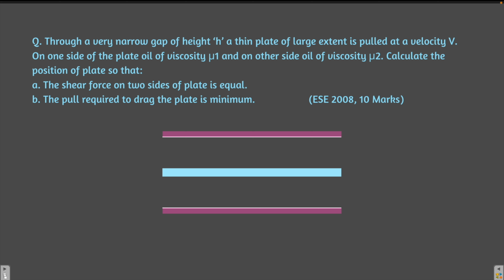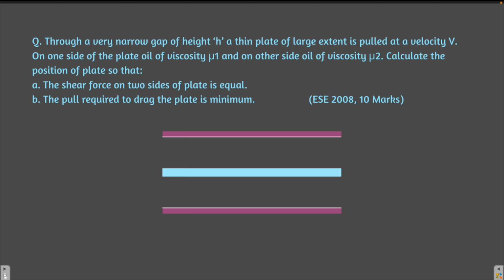The question says that through a very narrow gap of height h, a thin plate of large extent is pulled at a velocity v. On one side of the plate, the oil of viscosity mu1 and on the other side, the oil of viscosity mu2. Calculate the position of the plate so that the shear force on the two sides of the plate is equal and the pull required to drag the plate is minimum.